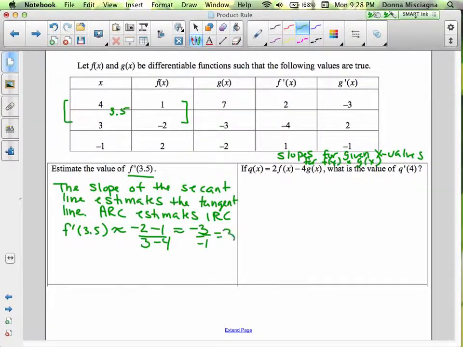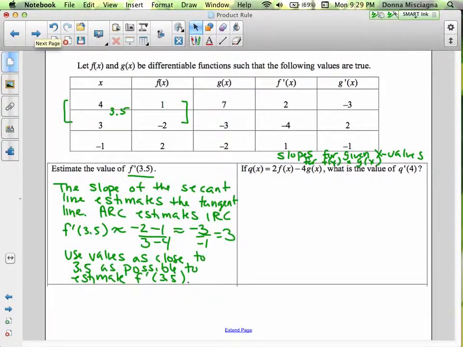And that's just +3. -2 minus 1, 3 minus 4. Yep. I don't know why I didn't write down instead of up the column there. All right, so remember, you just find the slope of your secant line, and so you're going to use values as close to 3.5 as possible to estimate f prime of 3.5. Right?